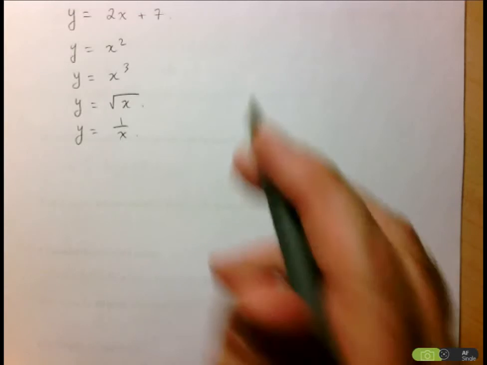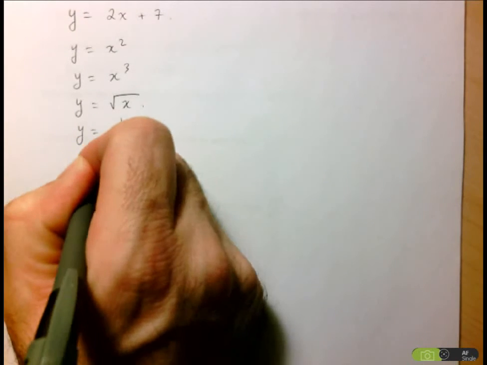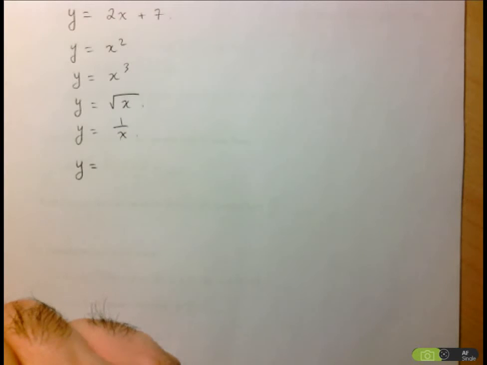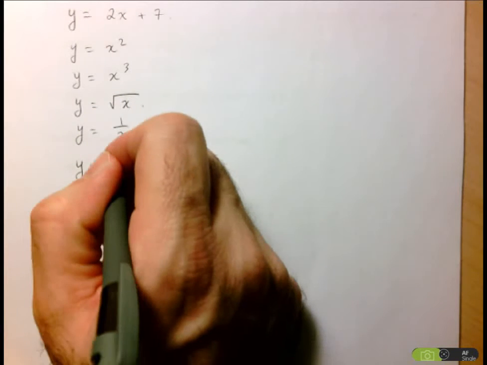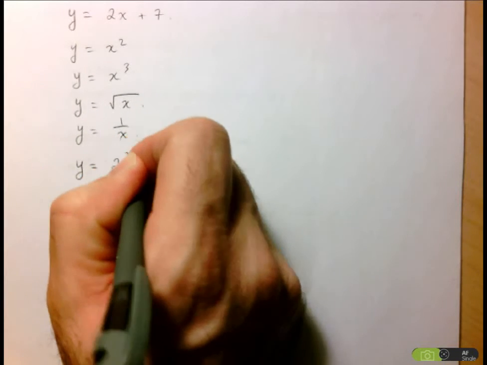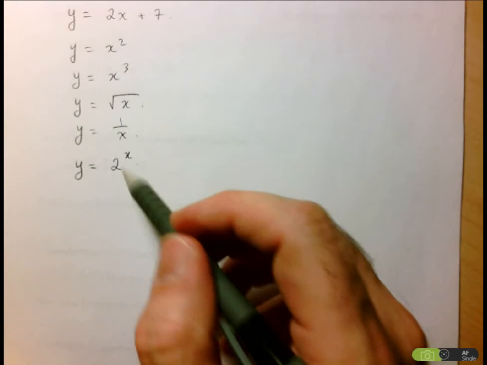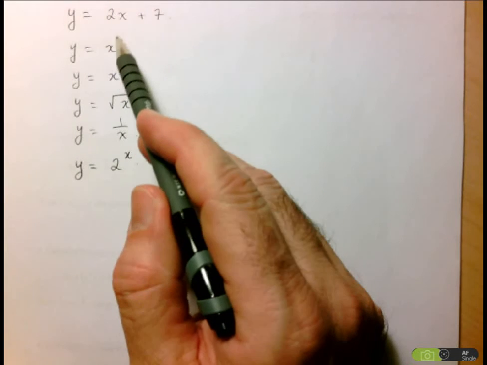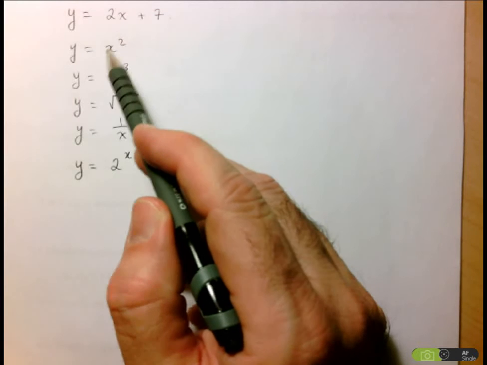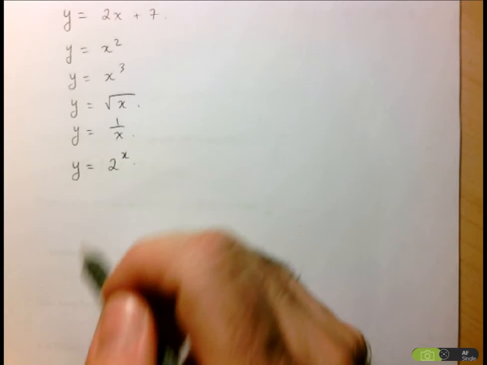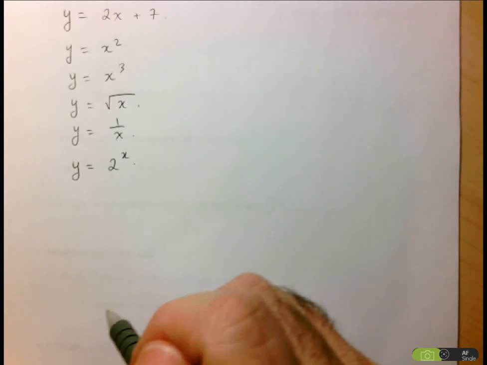So what we want to look at now is what happens when the variable itself is in the exponent. So for example, if I take the power 2 to the x, okay, so this is different from x squared, because in x squared the exponent is constant and it's the base that's varying, whereas here the base stays constant and it's the exponent that's varying.